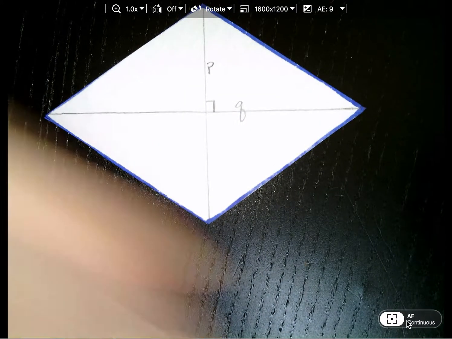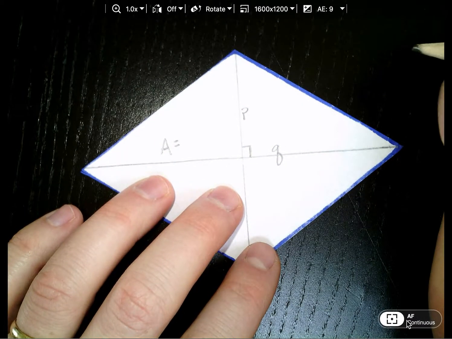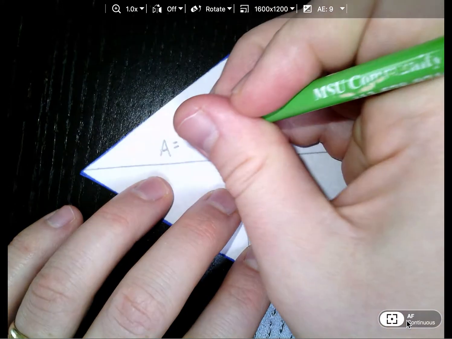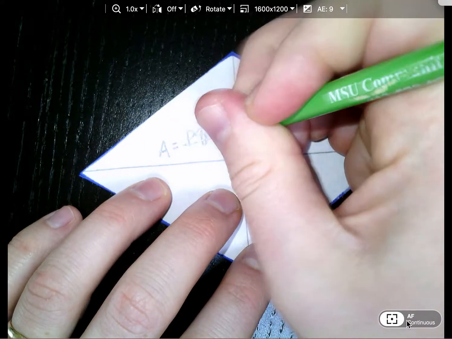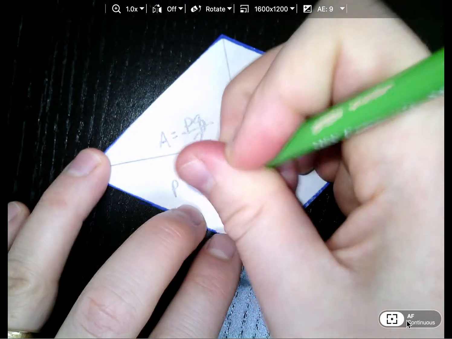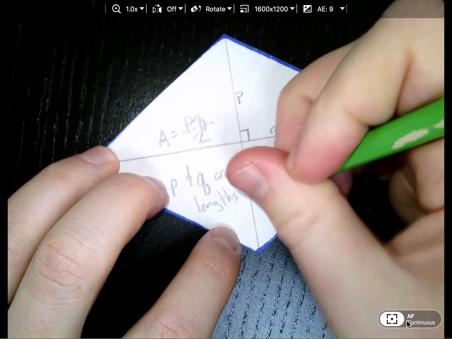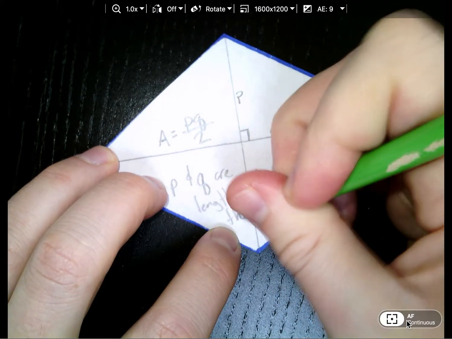So that means if we have P and Q, our diagonals, the area is equal to P times Q over 2. And I'm going to write here, P and Q are the lengths of the diagonals.